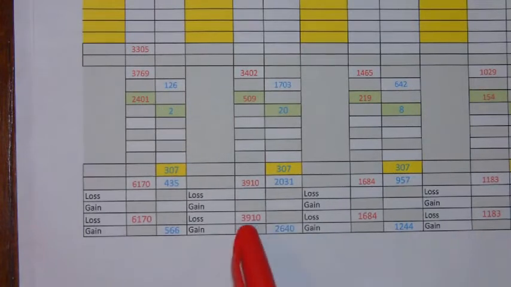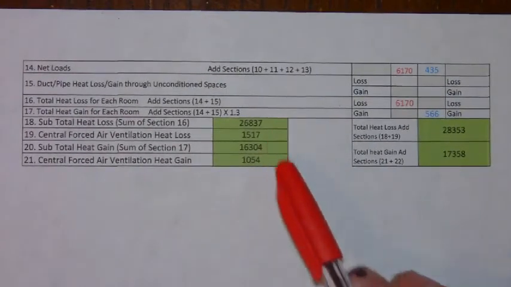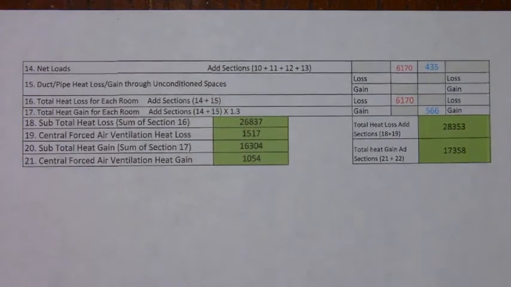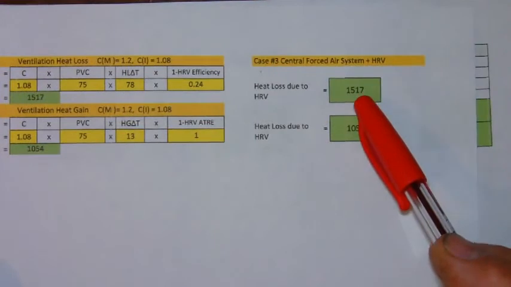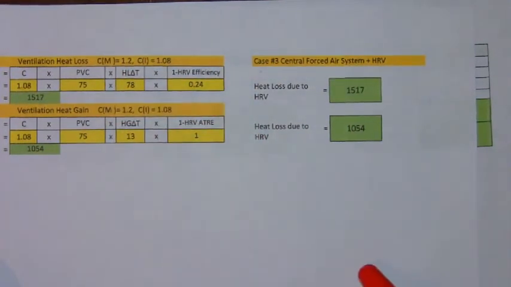Once you have completed all of these boxes for all of your rooms, you add them all up. So you add all the heat losses and all the heat gains, so that you get a total heat loss and a total heat gain. Then you need to take the ventilation heat loss that you established from your calculation for the HRV.